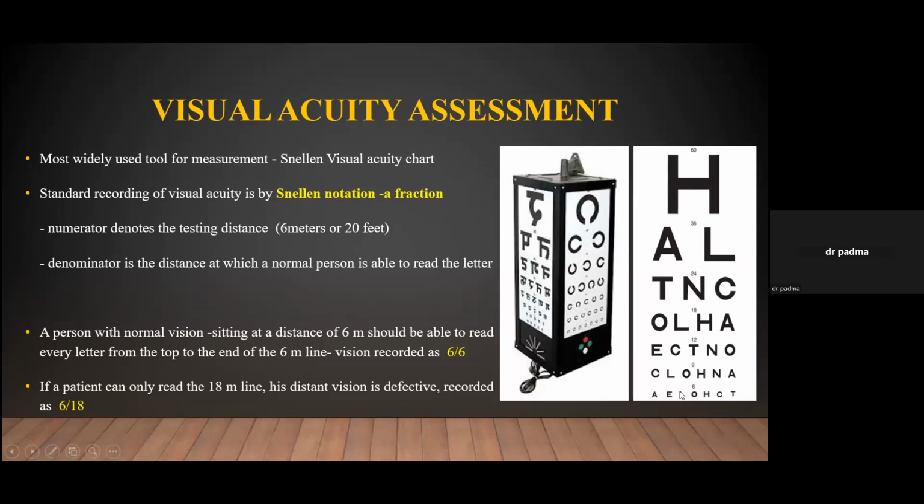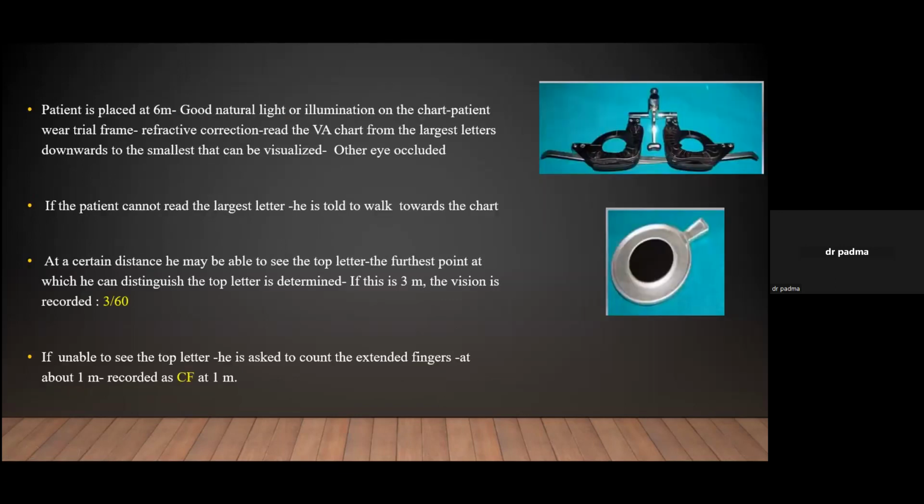And if the patient cannot read this largest letter H, he is told to walk towards the chart, and at a certain distance, he will be able to see this top letter. And if this is at 3 meters, then the vision is recorded as 3 by 60. If it is 2 meters, then the vision is recorded as 2 by 60. If he is unable to read the top letter, even at a closer range, then the patient is asked to count the extended fingers at about 1 meter, and the vision is recorded as counting fingers 1 meter.